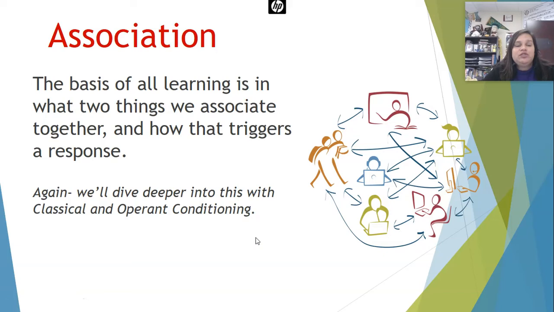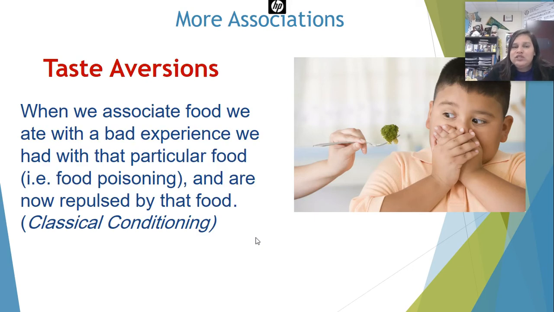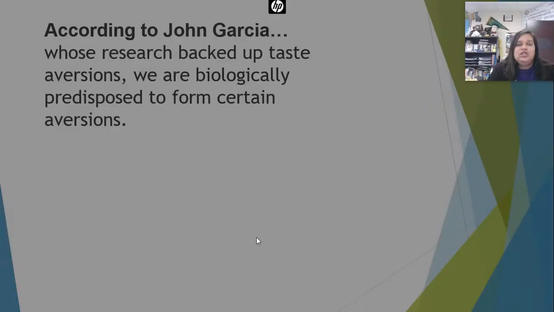Our other big types of learning, classical and operant conditioning, are all based on forming associations between two things, and we'll dive way deep into those categories or types of learning a little bit later. Other associations, forming a taste aversion is a type of classical conditioning, something that happens very quickly. If you have a bad experience with a food and you get sick from it, then you never want to eat that again because you've formed that association with being sick. That's a type of conditioning.